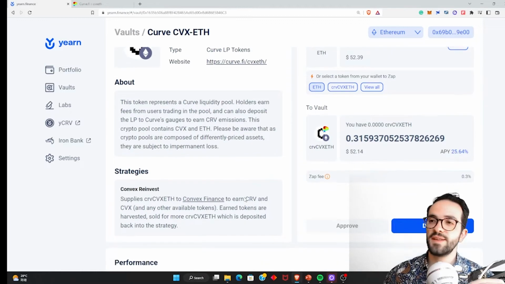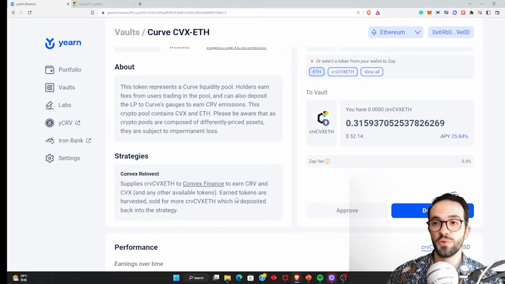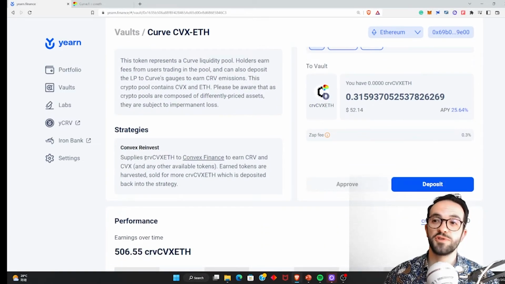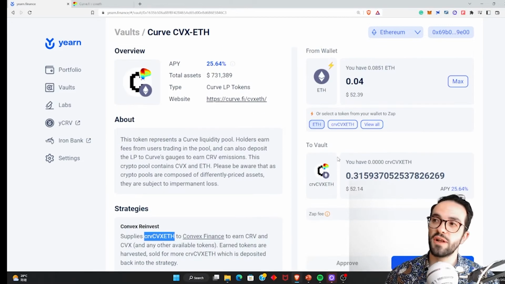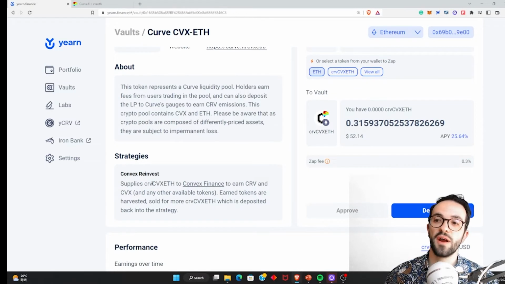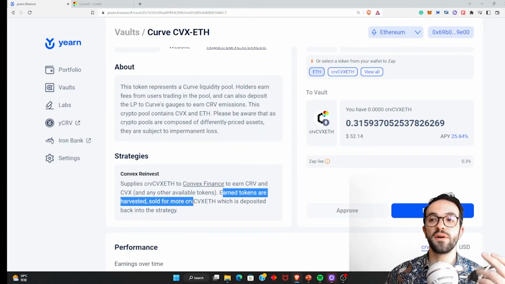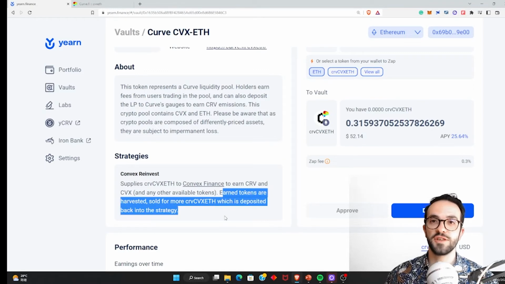And the way this Yearn pool is going to help you is that you are going to supply this token. You are actually going to supply ETH, but it will automatically convert to Curve CVX ETH. It will provide it to Convex Finance to earn Curve and CVX tokens and maybe other tokens. And the earned tokens are harvested, sold for more Curve CVX ETH, which is deposited back into the strategy.